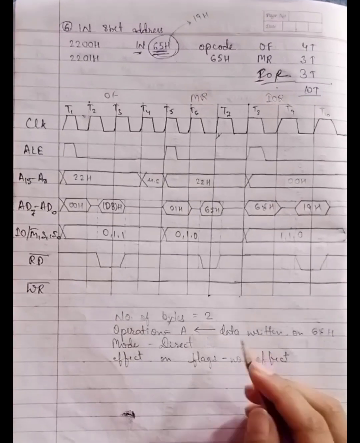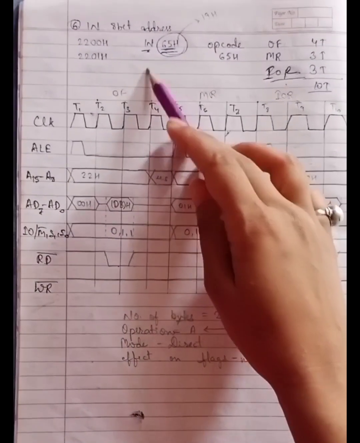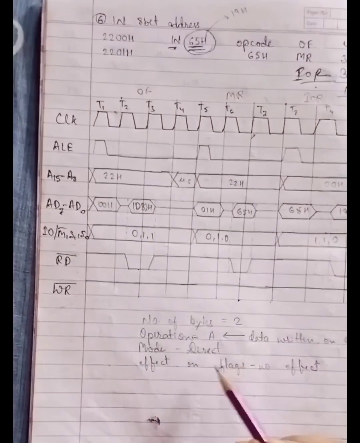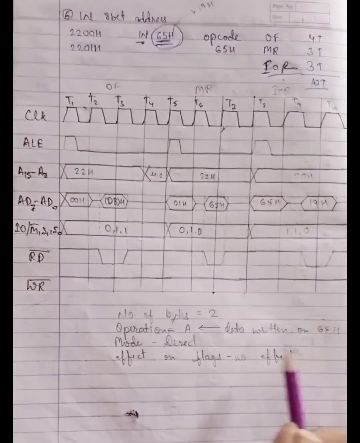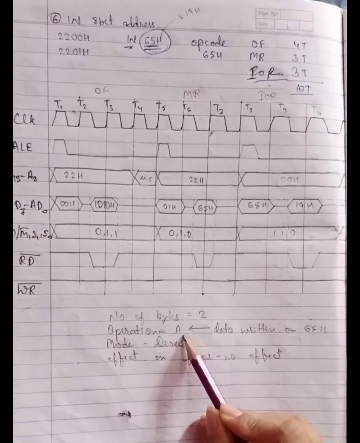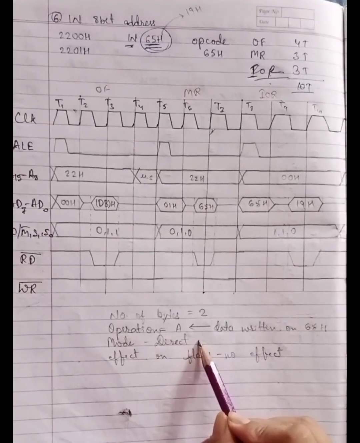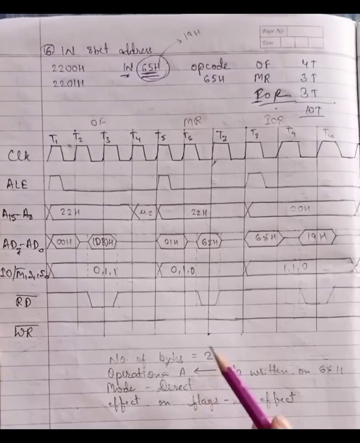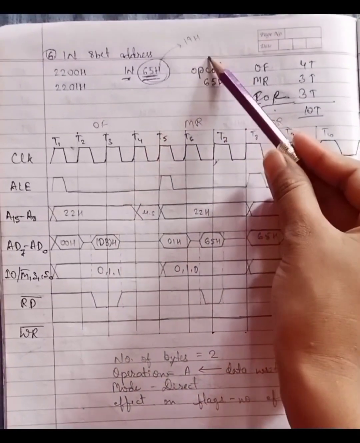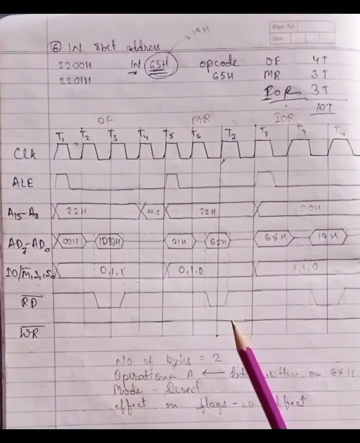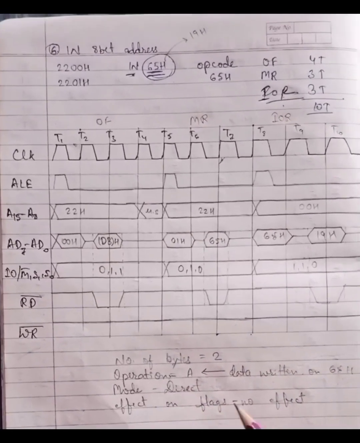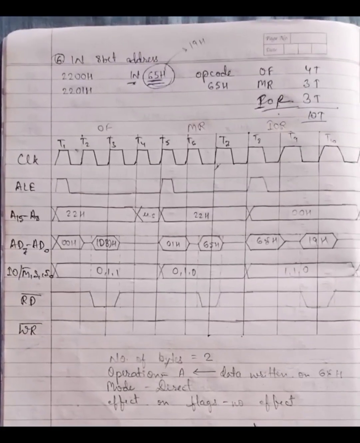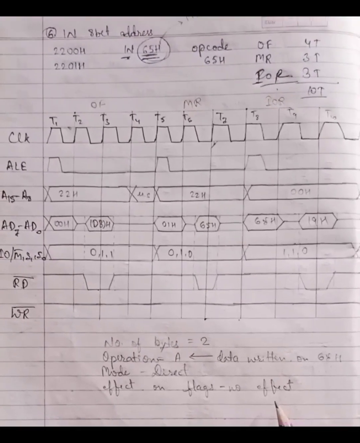So the number of bytes will be 2, one byte for IN and the other byte for 65H. The operation will be that the data which is written at 65H will be copied to the accumulator. The mode is direct mode because we are directly indicating the data, which is 19H, to copy to the accumulator. Next is the effect on flags. There will be no effect, as there is no arithmetic operation taking place.